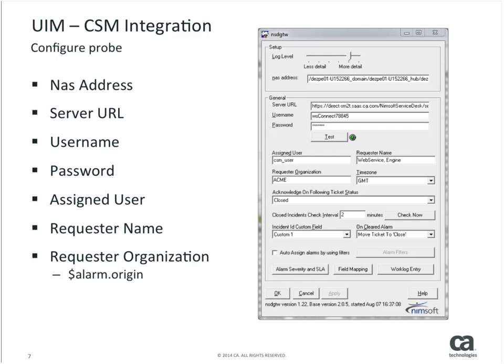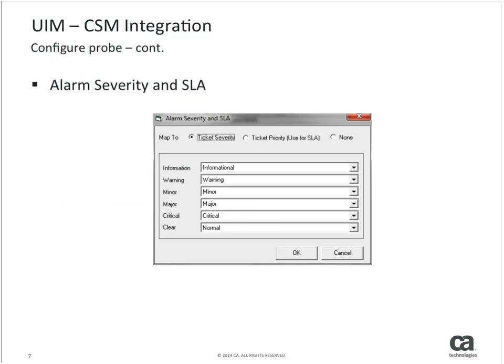Next, we have the alarm severity and SLA. Basically, this is the mapping for the ticket severity and the alarm severity, so that we can make a mapping between informational and informational, and what to do with the clear alarm, because the clear status is a status which is unknown for CSM, so then it is a normal one.